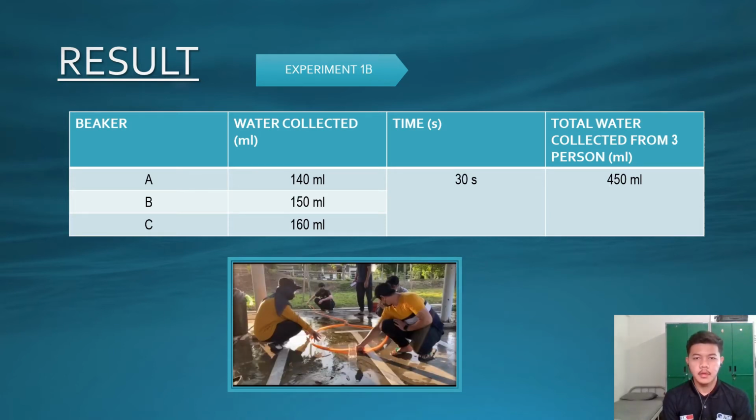Result for experiment 1B. The water collected that we got from beaker A is 140 ml, for beaker B 150 ml, for beaker C 160 ml. The time taken is 30 seconds. Total water collected from the 3 beakers is 450 ml.